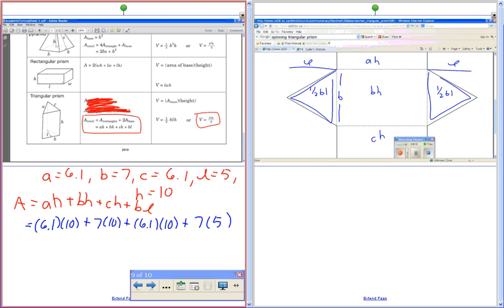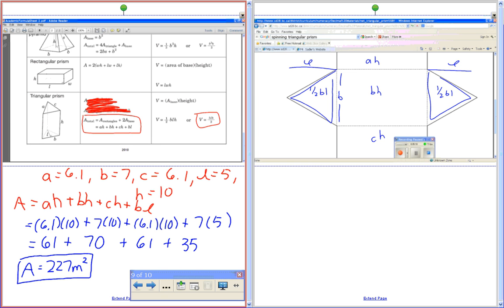John, now it's calculator time for you. 6.1 times 10 is? 61. 7 times 10 is? 70. And 7 times 5 is? 35. Then add all those together, that should be 227. And what are we doing with meters? Squared.